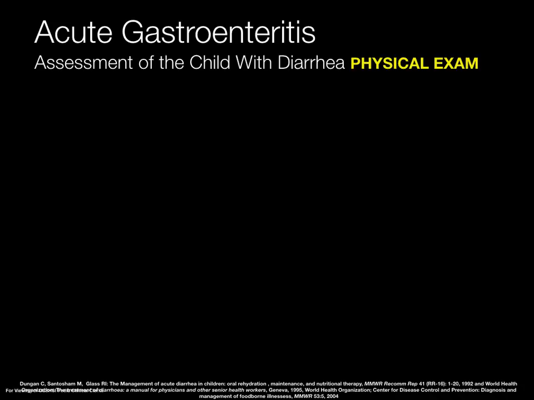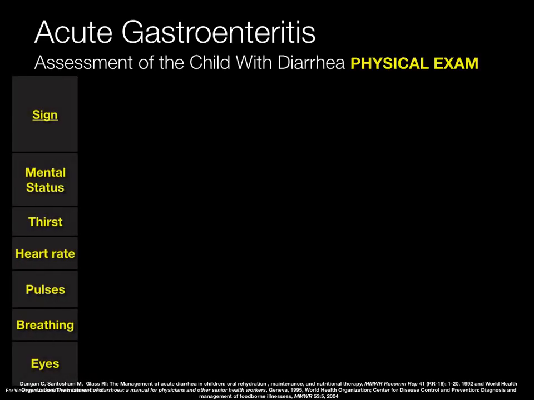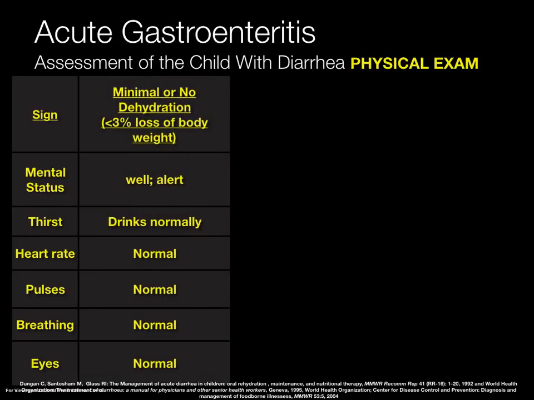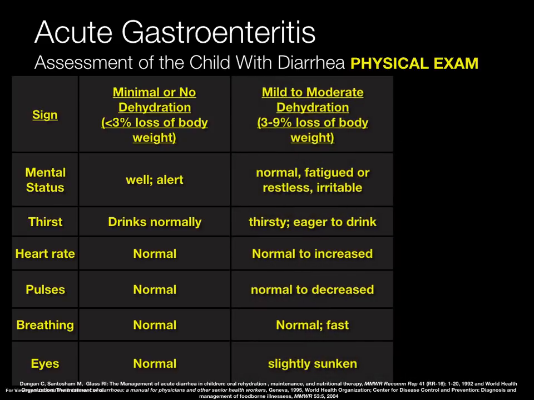To support the history, a good physical examination should be done. These are some of the parameters. In minimal or no dehydration, or less than 3% loss of body weight, the child is well and alert, drinks normally, with normal heart rate, pulses, breathing, and eyes. For mild to moderate dehydration, which is 3 to 9% loss of body weight, the child can be normal, fatigued, restless, or sometimes irritable. The child is thirsty and eager to drink. The heart rate is normal to increased, as well as pulses and breathing, and the eyes are slightly sunken.